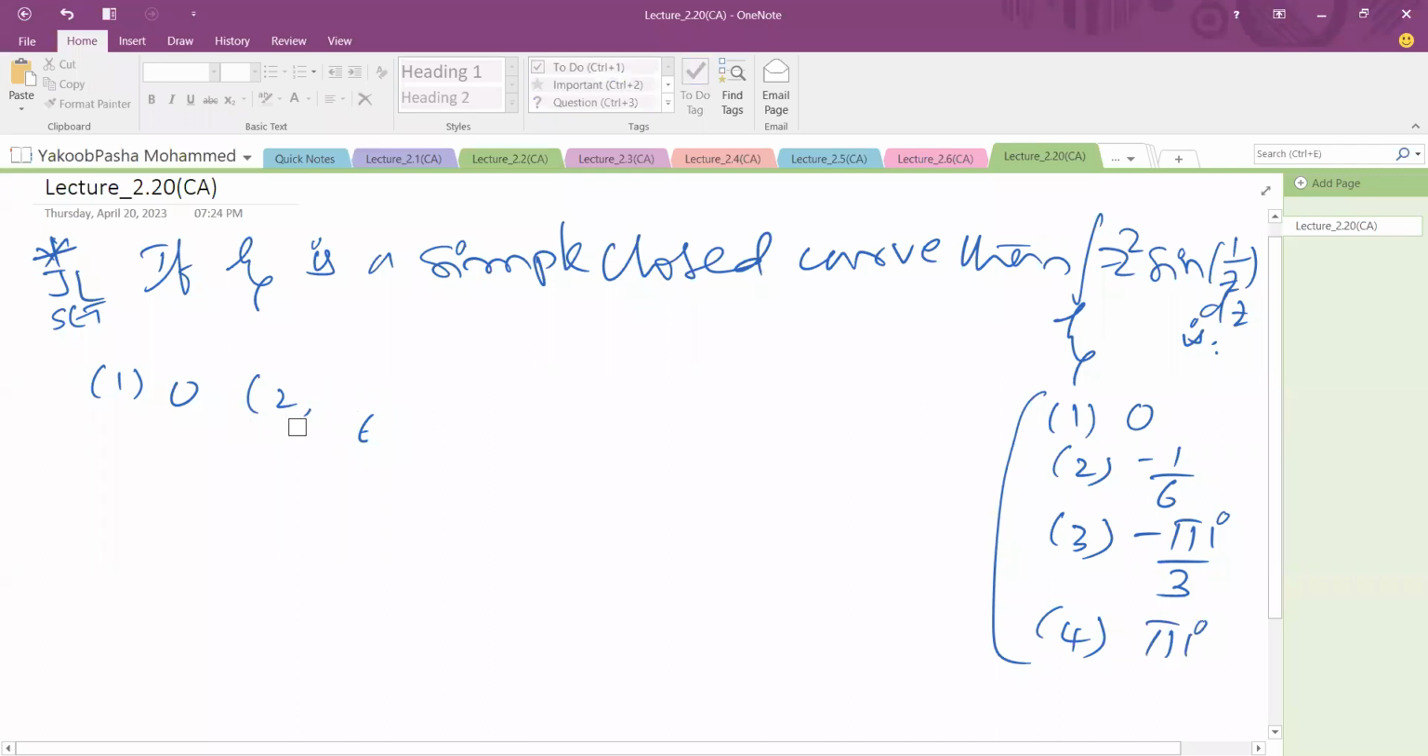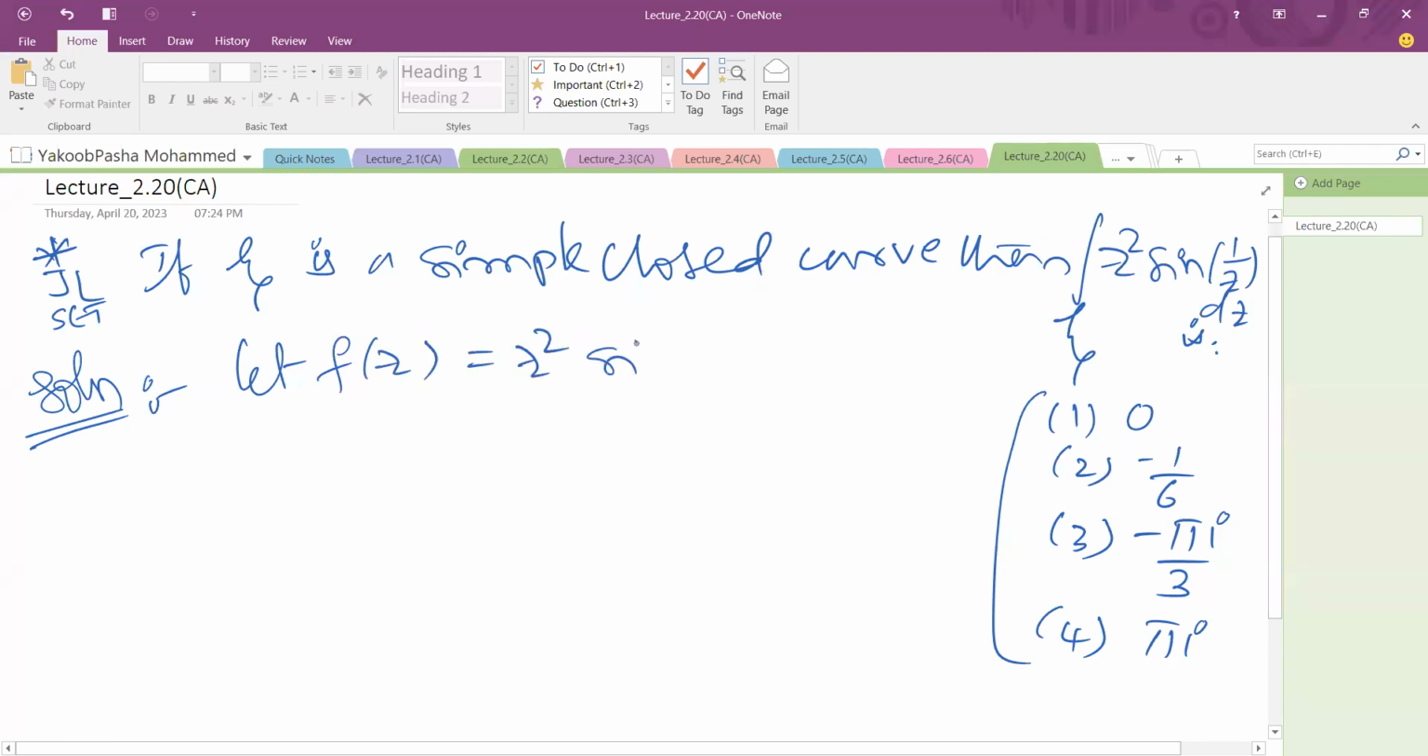We just have to calculate the integral value, so we go for residues. First, I'm taking the function f of z equal to z squared into sine 1 by z, and expanding the sine. As we know, sine is an odd function, so sin x is equal to x minus x cubed by 3 factorial. We will discuss this in the Taylor series and Maclaurin series also.